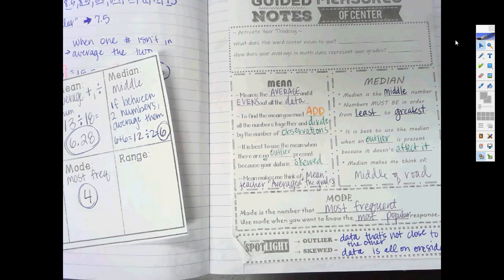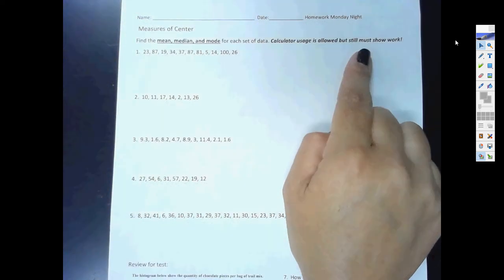So on your homework tonight, you had 5 questions where you had to find the mean, median, and mode. And yes, it says you can use a calculator, but you still must show your work. And I'm going to tell you what I mean by that, okay? First of all, on every single one of these, the first thing we should do is write our data in order on every single one. Let me get something to put underneath here.